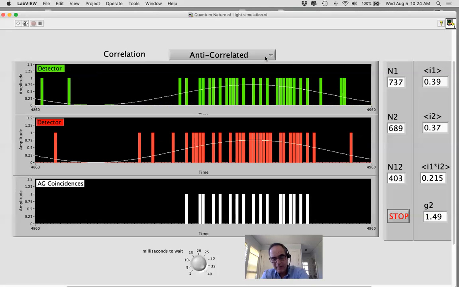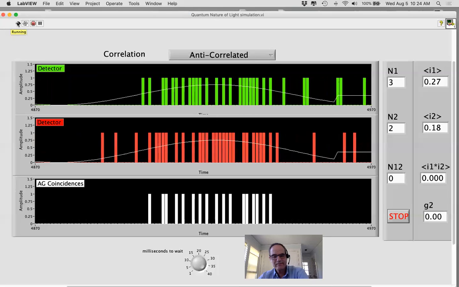So the third case I want to show you is the case where the pulses are anti-correlated. That means that when we get a pulse on the transmit detector, we're guaranteed not to get a pulse on the receive detector and vice versa. And of course, we can guess what the answer will be, but it's still fun to run the simulation. So let's go ahead.